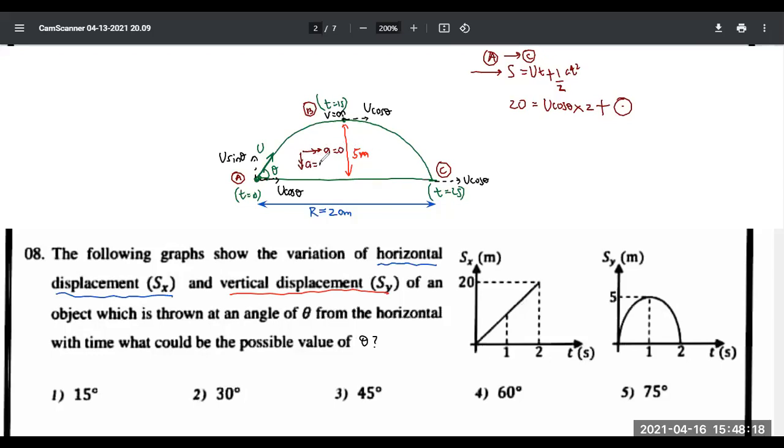Vertical acceleration is 10, gravity. But horizontally, they are not talking about any air resistance, so there won't be any horizontal acceleration. Therefore, this 2 and this 20 can be cancelled out. You will be getting U cos theta equals 10.